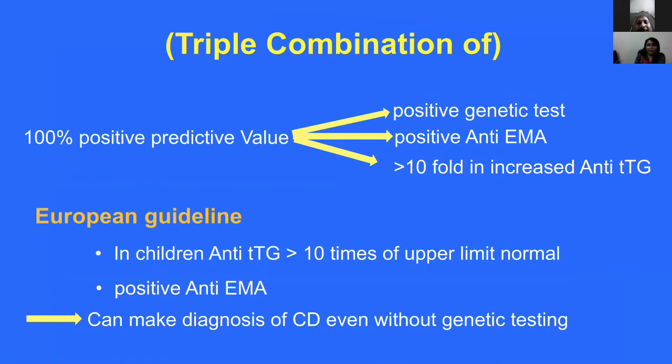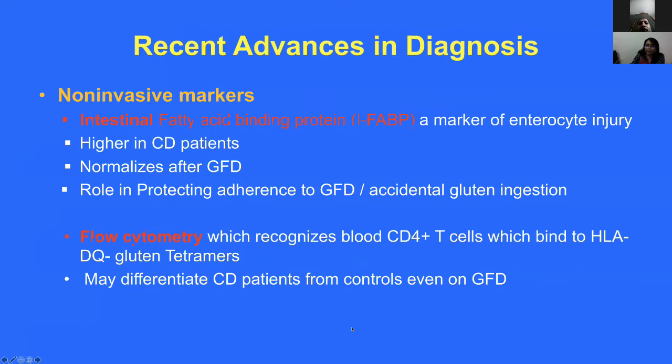So a triple combination: we have seen that patients with a positive genetic test, that is HLA, positive anti-endomysial antibody, which is very specific, and more than 10-fold increased anti-TTG, all these three combined can give almost 100% positive predictive value. So it can be used, as in the European guidelines. They have said that in children with TTG more than 10 times the upper limit of normal and positive anti-endomysial antibody, we can make a diagnosis of celiac disease even without genetic testing and even without doing a duodenal biopsy.